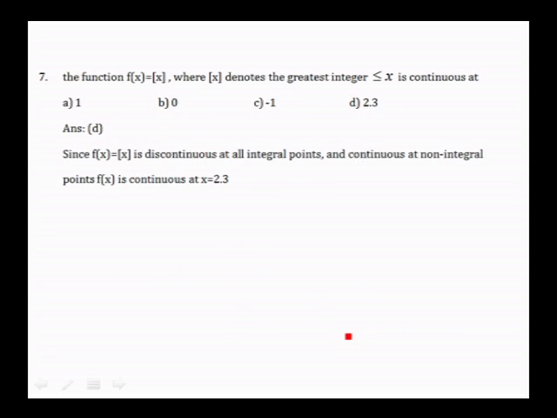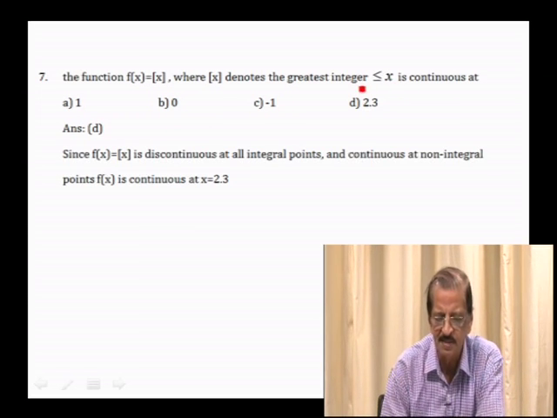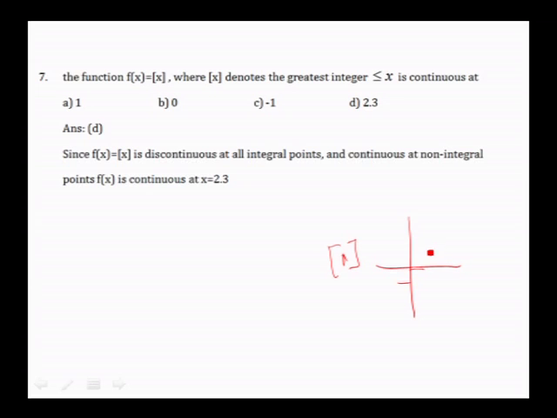I have already discussed this one. f(x) is equal to the integral part of x, where the integral part of x denotes the greatest integer less than or equal to x. It is continuous? See, this greatest integer function is discontinuous. I have shown it with the graph also. So this is discontinuous at all integral points. At all integral points of x it is discontinuous.